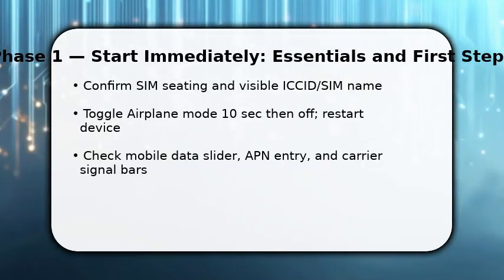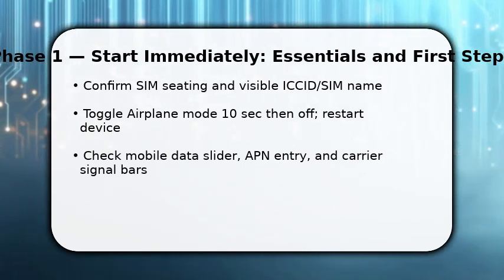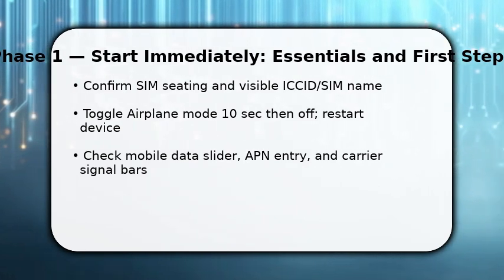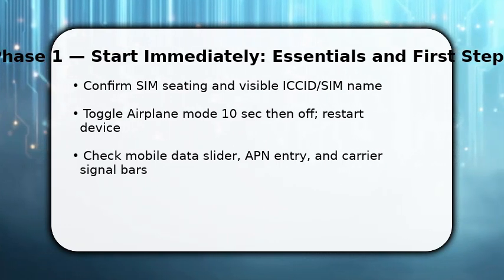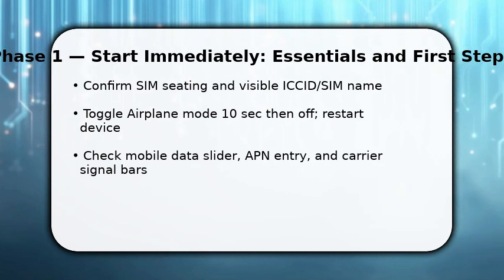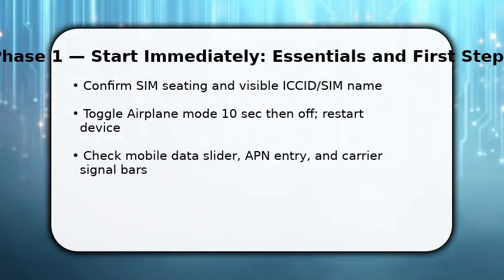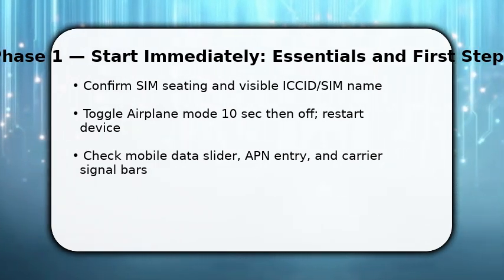You begin with Essentials. Confirm the SIM is seated and visible in settings so the device recognizes the ICCID. Next, toggle airplane mode for 10 seconds, then turn it off. This forces a fresh radio handshake. Restart the phone if needed. Once done, make sure mobile data is switched on and glance at signal bars. These actions quickly rule out simple firmware or physical read errors before deeper fixes.